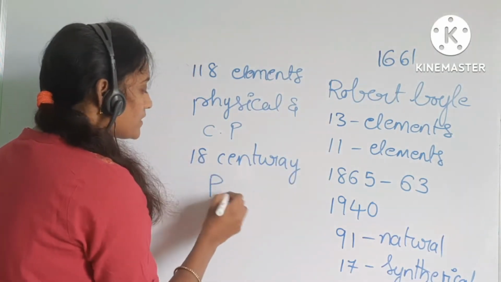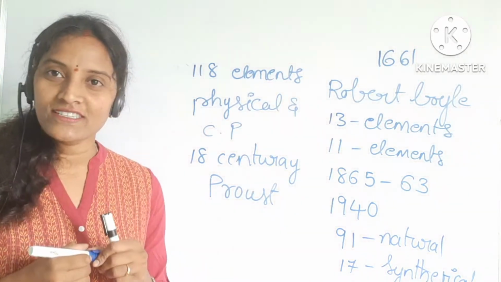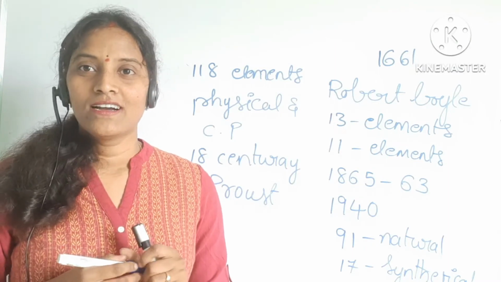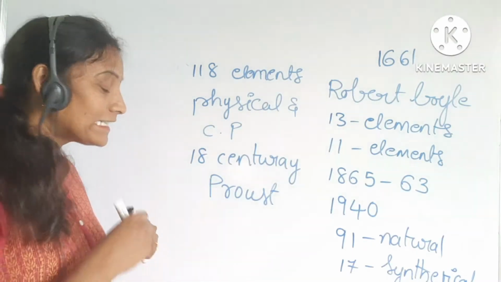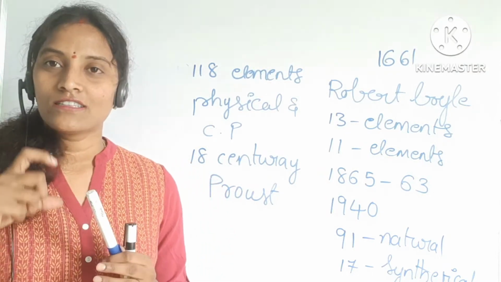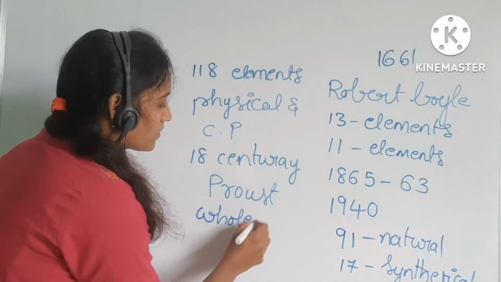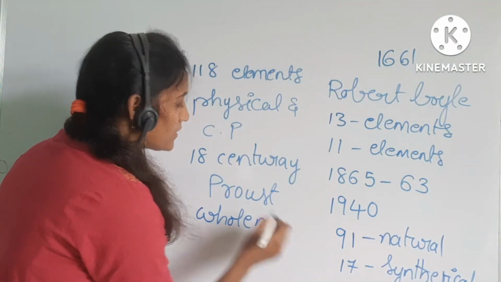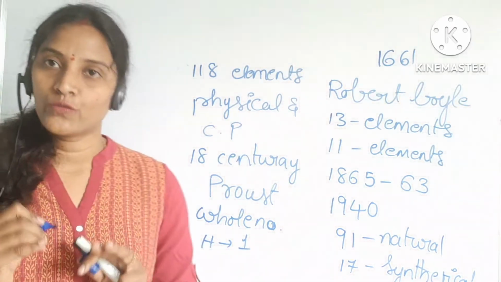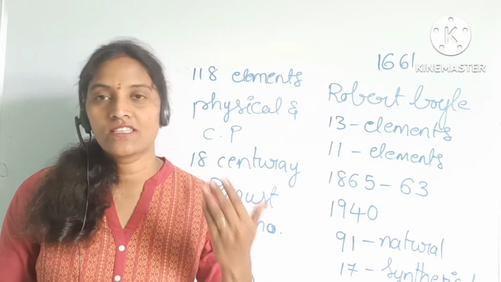At the time of the 18th century, the scientist Louis Proust stated that hydrogen is the building block for all atoms of elements. At that time, for all elements, atomic masses were whole numbers, and for hydrogen we have to consider it as 1. After this, scientists tried to classify elements in so many ways.